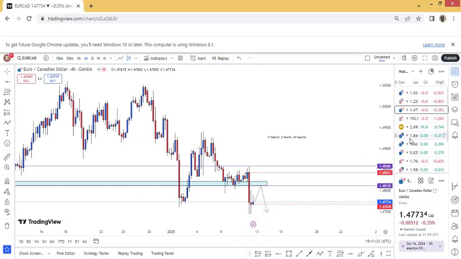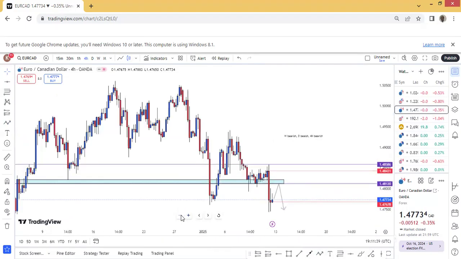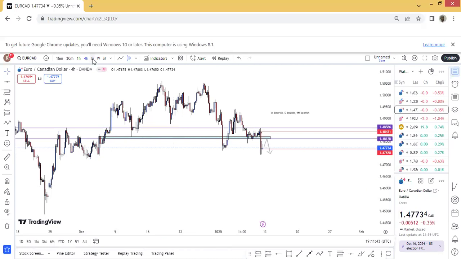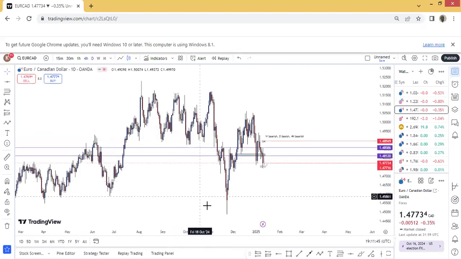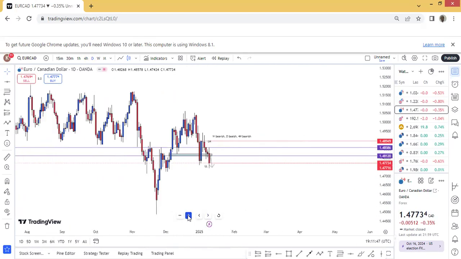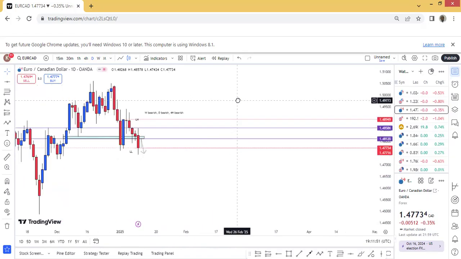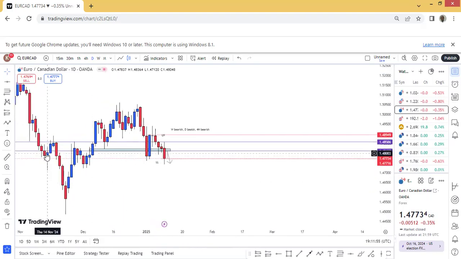So that is that. I think this is going to be on top of my watch list. Let me check the daily and see. Okay, so it also coincides with the daily gap or open and close level.